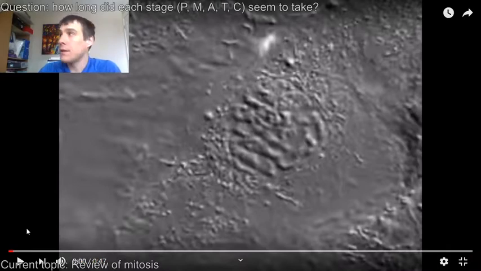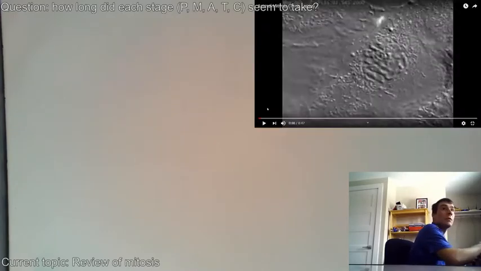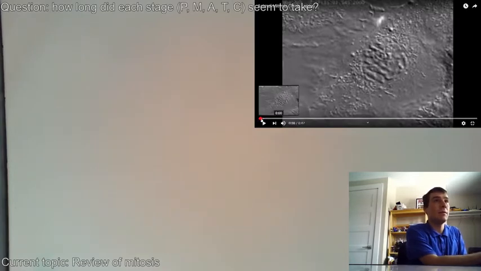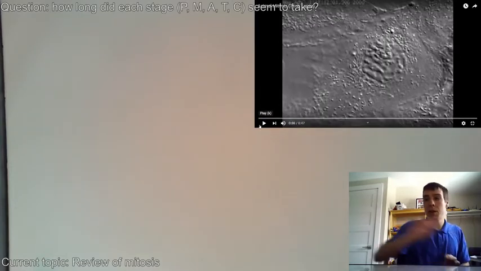Let's figure out how long these things took. We might actually just jump over to the document camera, and I think I've actually got it where I can put the screen up too. Yes, I can. Okay, let's actually use our timing down here and figure out how long each stage took.